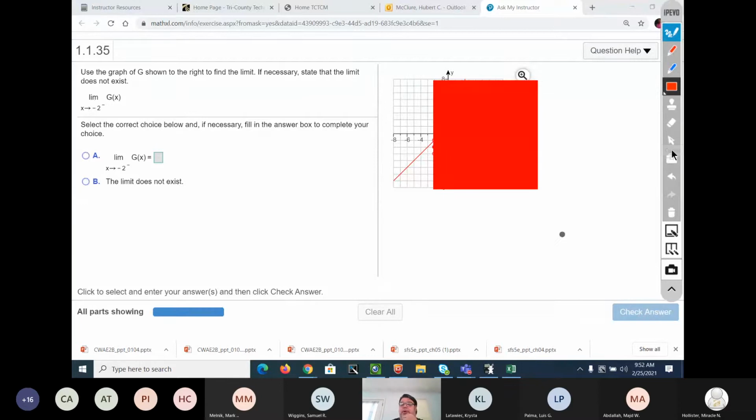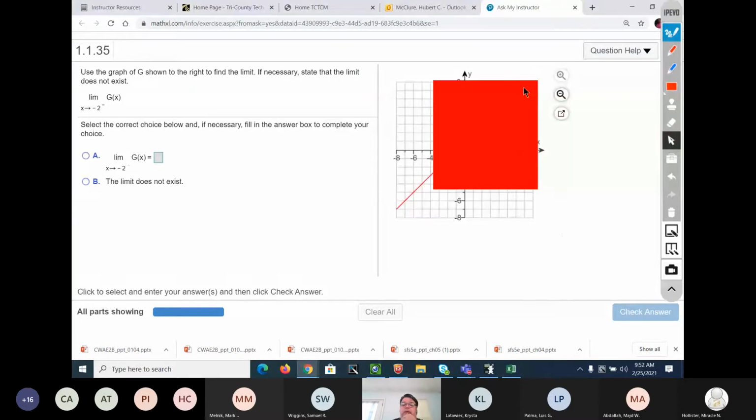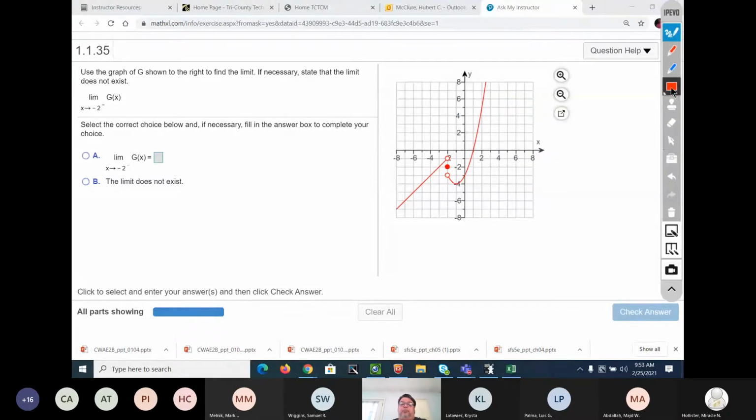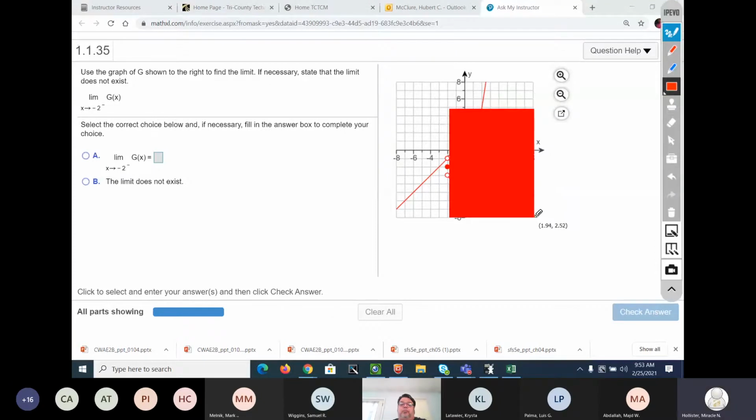So which way do we read? Which way do we read, people? Left to right. Left to right. Read from left to right.